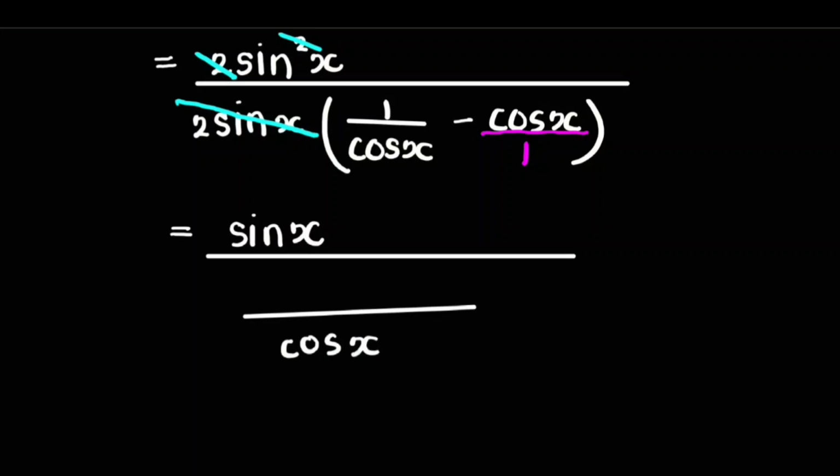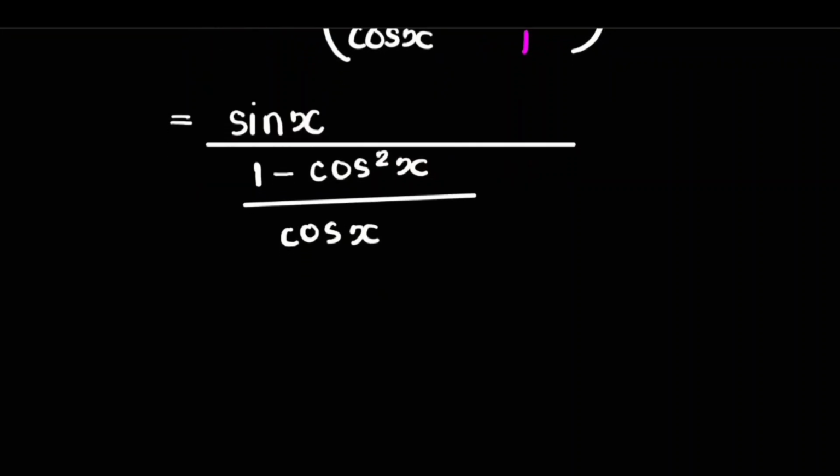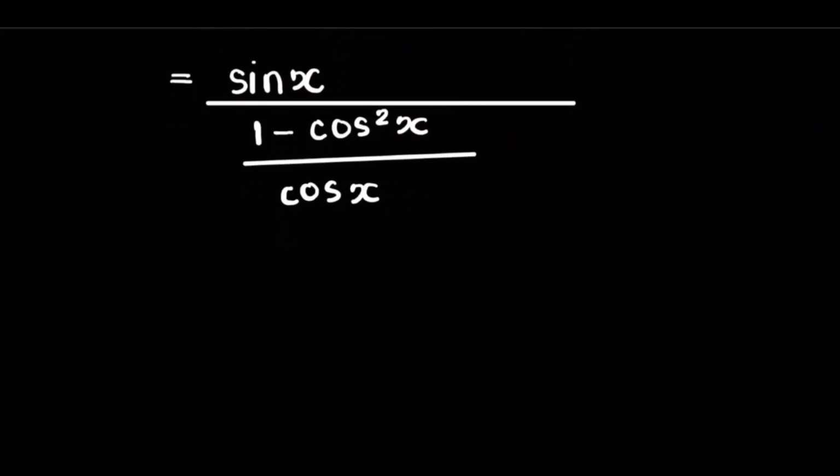Cos x times 1 is cos x. To get the numerator, we cross multiply. 1 times 1 is 1. We've got a minus, so we keep the minus. And we cross multiply the other way. Cos x times cos x is cos squared x. Now, from our identity, we know that 1 minus cos squared x is the same thing as sine squared x. But I'm just going to write this a bit differently.